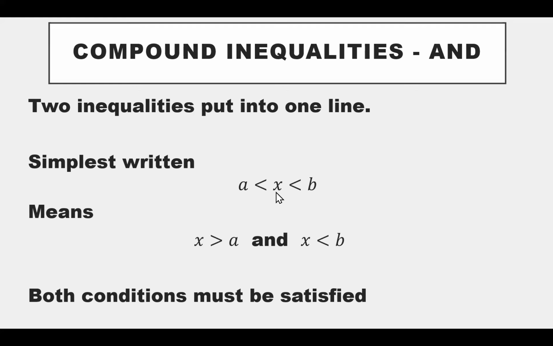So that means any number between a and b would satisfy the inequality. It means x is greater than a, and also x is less than b. So both conditions have to be satisfied with this and compound inequality.